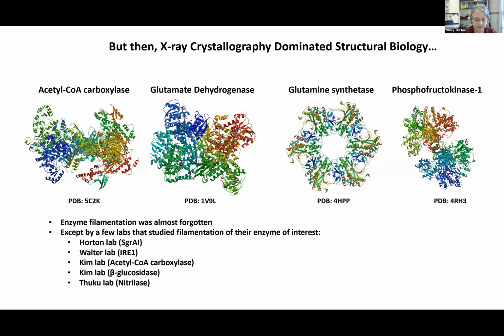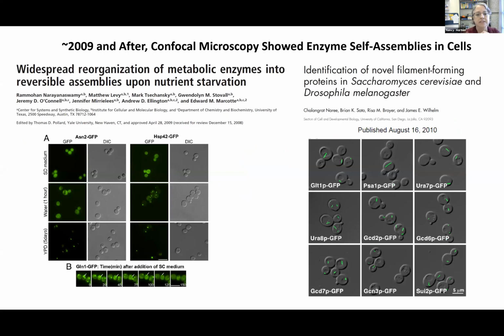There were a few labs that continued to study it in their own enzyme system, but interest really exploded in 2009 and after due to large-scale screens of protein and enzyme localization in cells. These used GFP or some other fluorescent protein or marker to visualize the localization of proteins in a cell, and systematically, one by one, each of the proteins in a proteome was investigated this way using fluorescence microscopy in things like yeast and Drosophila and bacteria. And surprisingly, they observed these reversible self-assemblies, often also called filaments because of their structure. They were observed in cells, so they aren't amyloid because they're reversible and they form under particular conditions.